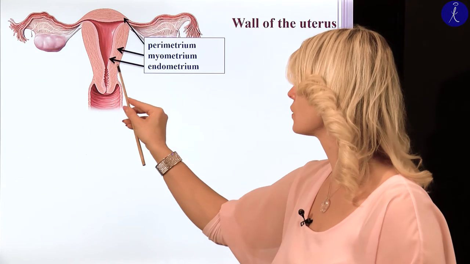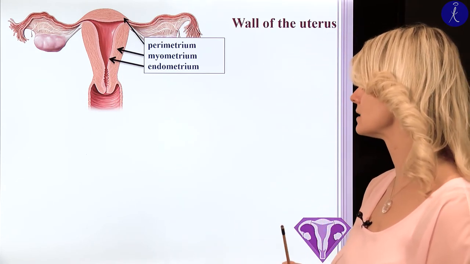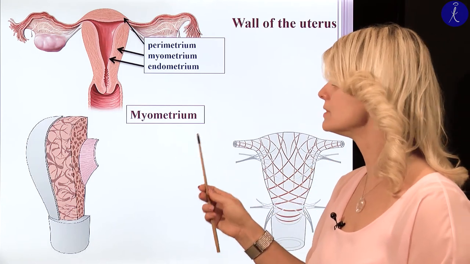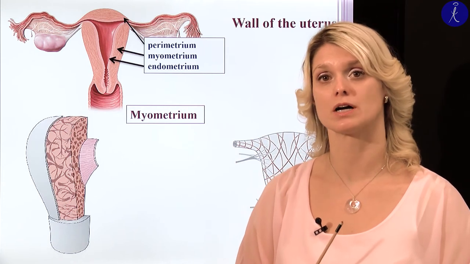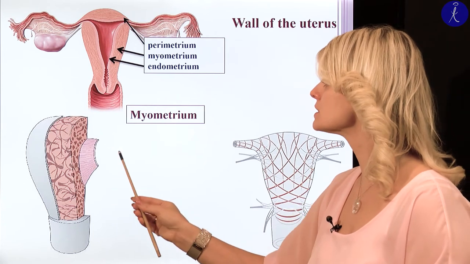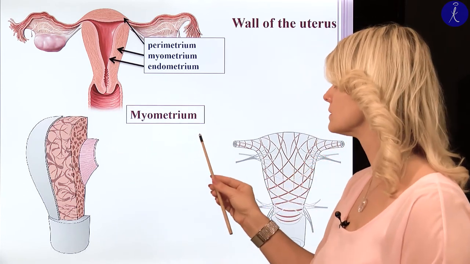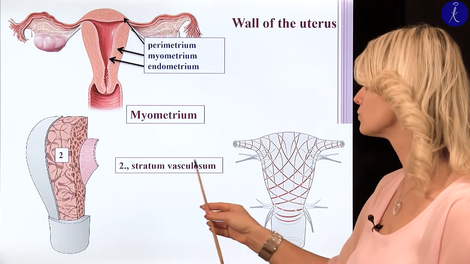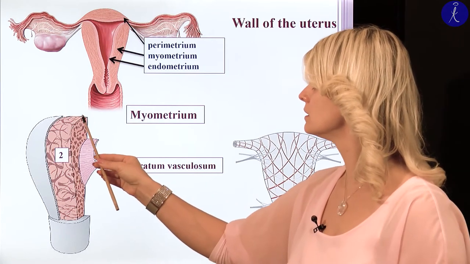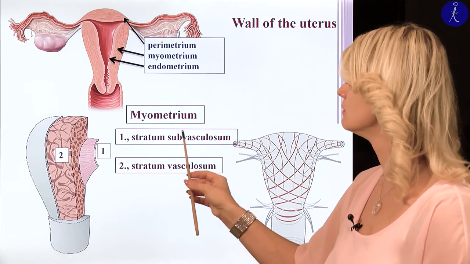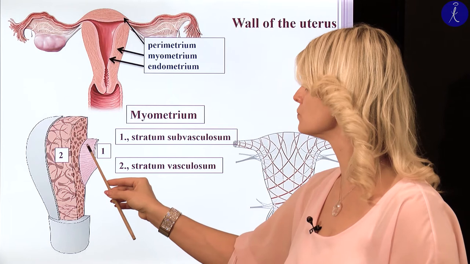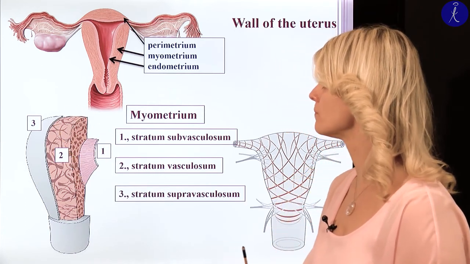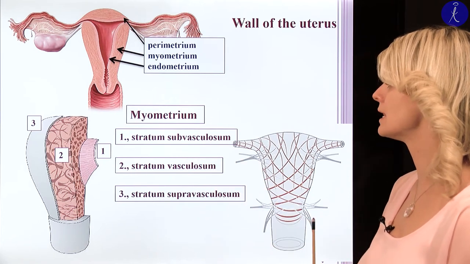You saw the histological structures of the endometrium in the histopractice and the histo lecture. Let's see now the structure of the myometrium. The myometrium is visible in the slides only just in a very small portion of the slide of the uterus. But of course, it is much thicker. We can talk about a very, very vascularized innermost layer. This is called the stratum vasculosum. And of course, we have one muscular layer, which is located close to the endometrium. And we can talk about also a supravascular layer, which is closer towards the perimetrium. So these are the three main layers of the myometrium.